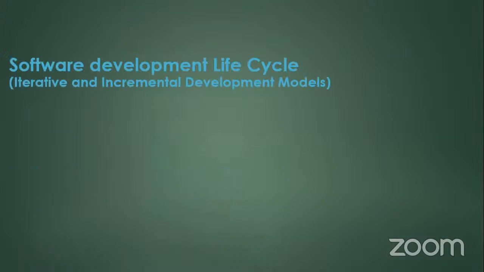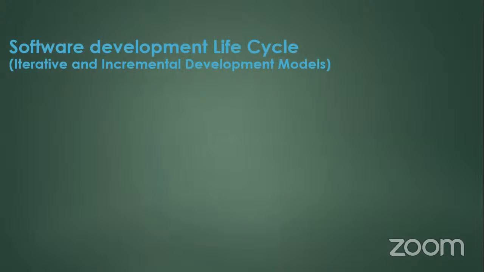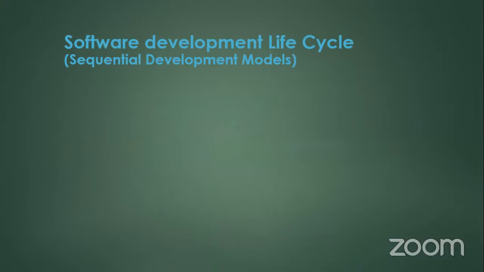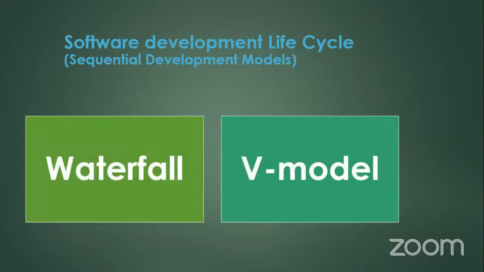So let's take an example, software development lifecycle. It's also called the iterative and incremental development model. We have several of them. We are talking about the Rational Unified Process, Spiral. We've got the V model, we've got Scrum, we've got Kanban. Not to forget, we've got Waterfall, we've got the V model, and last of it all, we've got Agile.